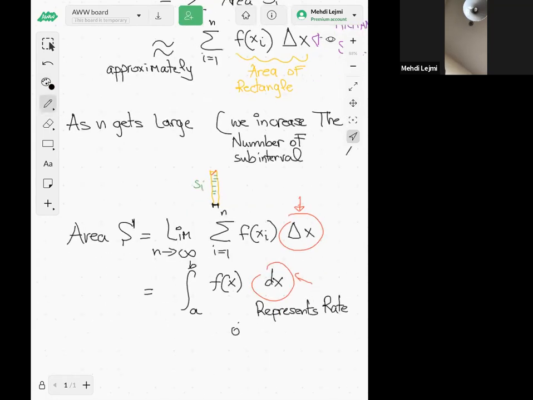Rate of change of the length of your subintervals, right? And I will call this dx or delta x the length element.